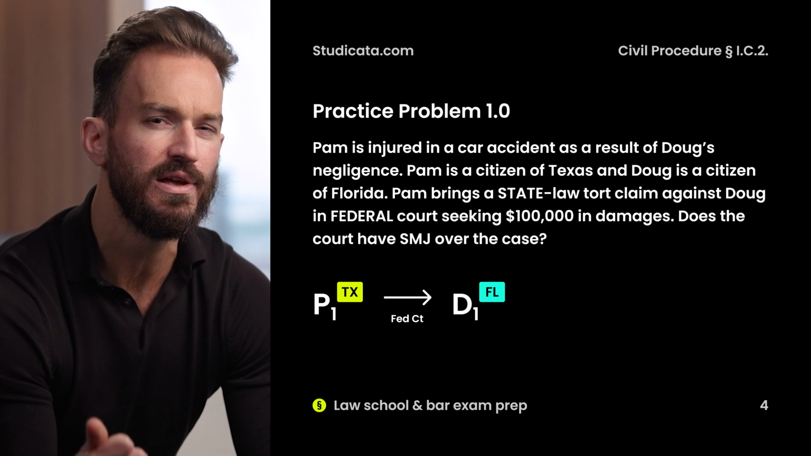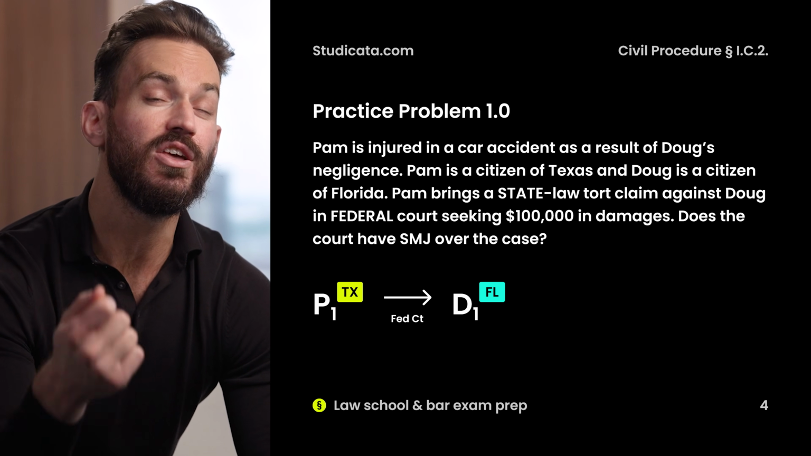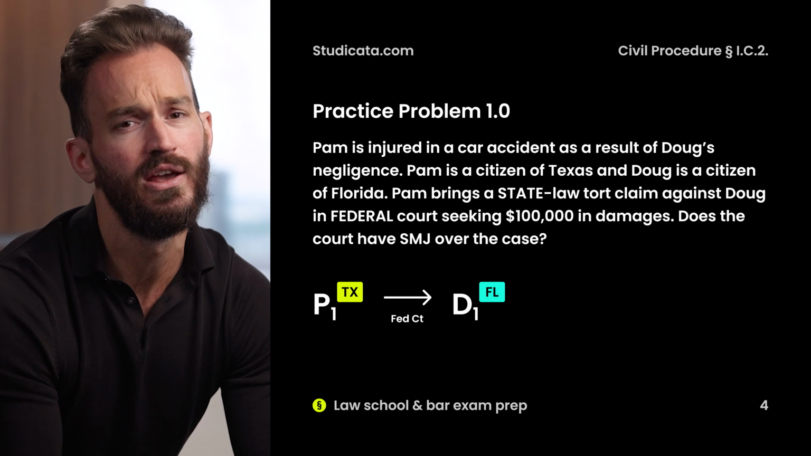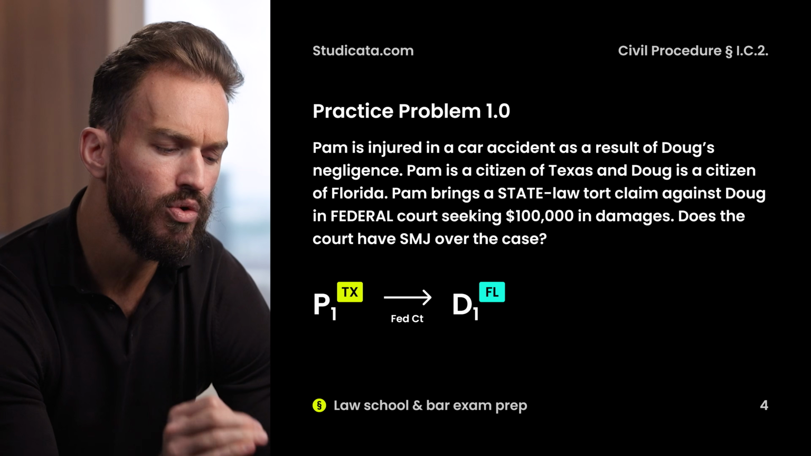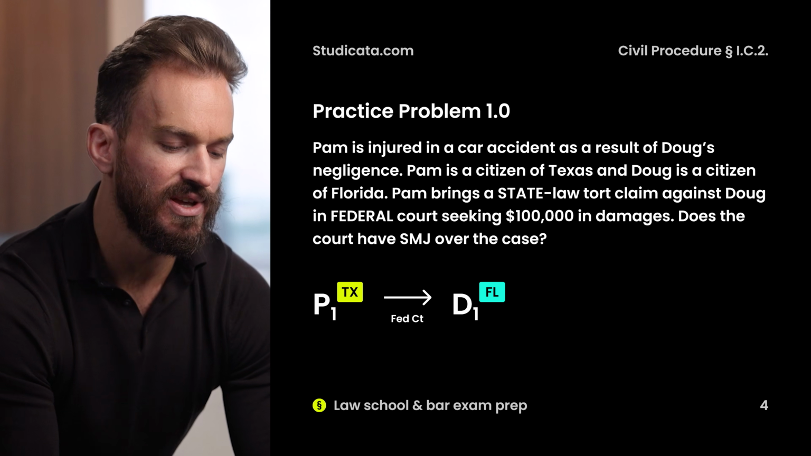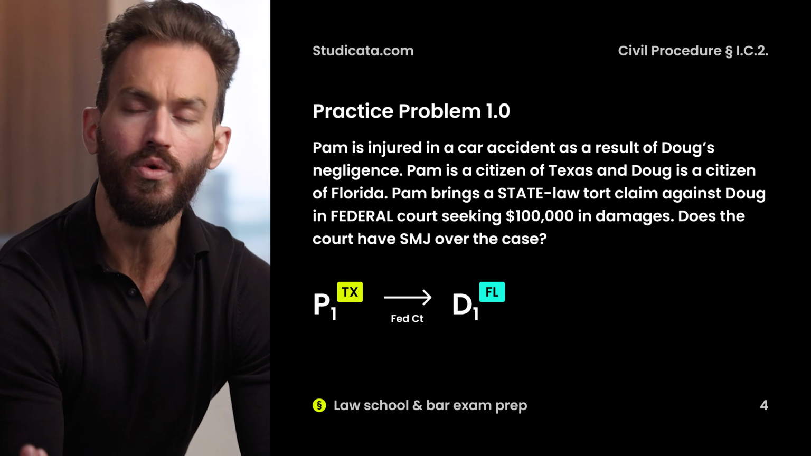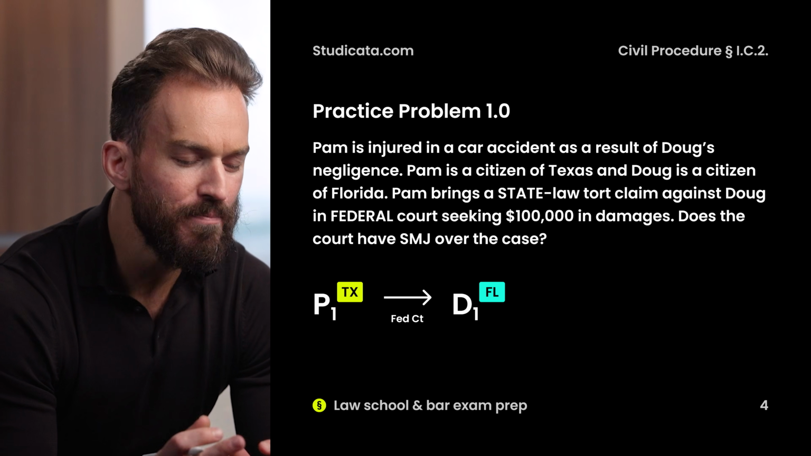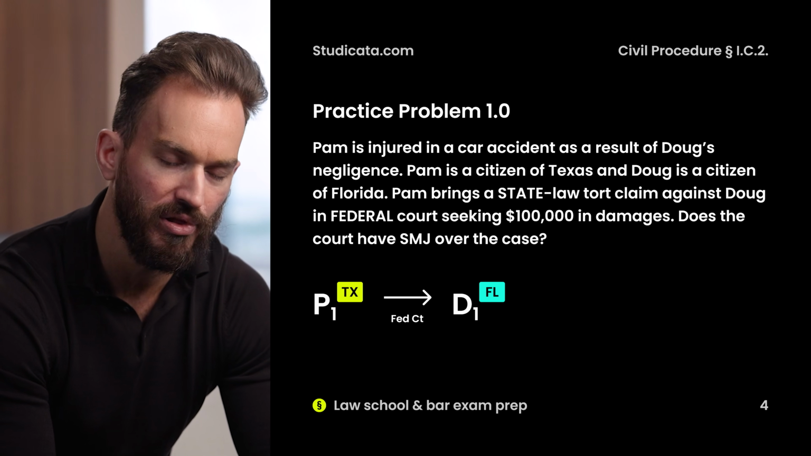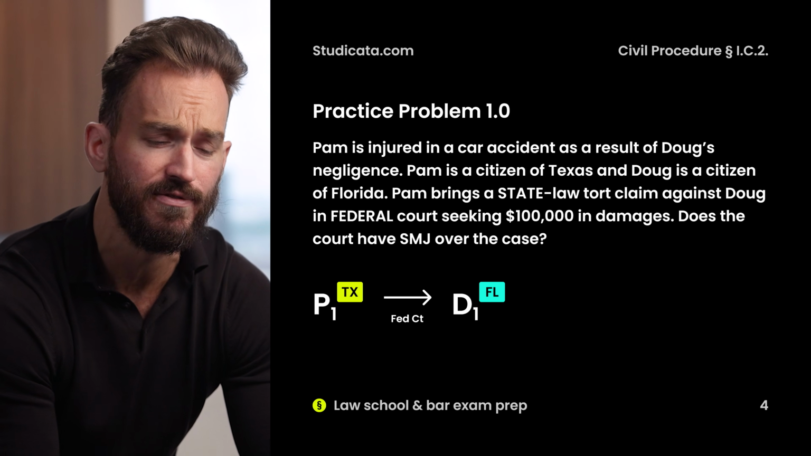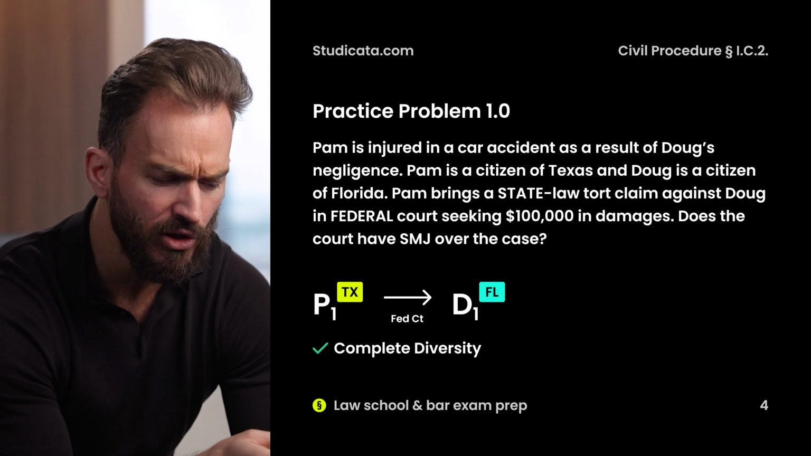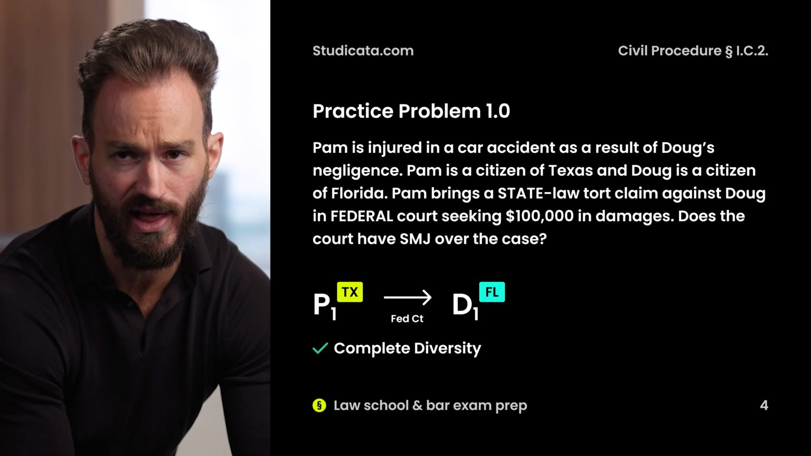Remember, what are the requirements for diversity jurisdiction? We need complete diversity between the parties, and we need the amount in controversy to exceed $75,000. Do we have that here? Well, Pam is a citizen of Texas, and Doug is a citizen of Florida. Okay, so no plaintiff shares citizenship with any defendant. Our plaintiff and our defendant are diverse. Complete diversity is satisfied.